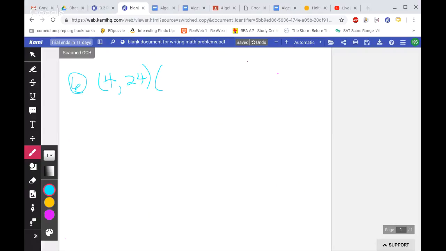The points are (4, 24) and (-11, 19), and we're supposed to put it in slope-intercept form. The very first thing we're going to do is find slope. So I have 19 minus 24 over -11 minus 4. 19 minus 24 is -5, and -11 minus 4 is -15.